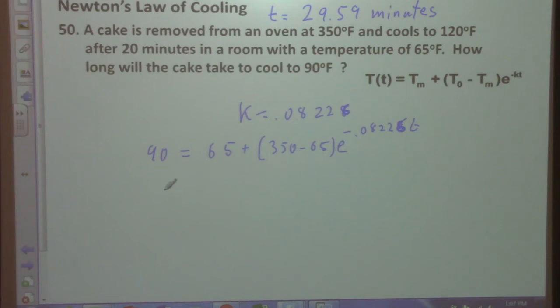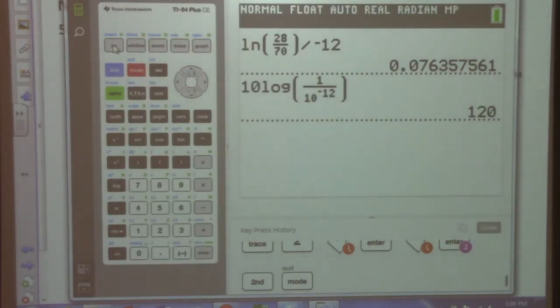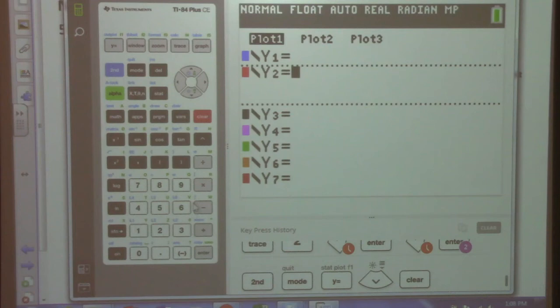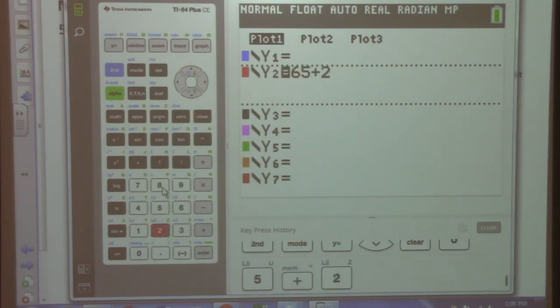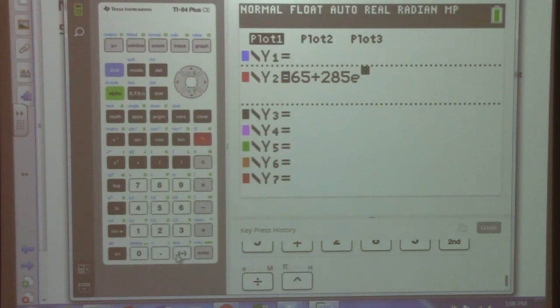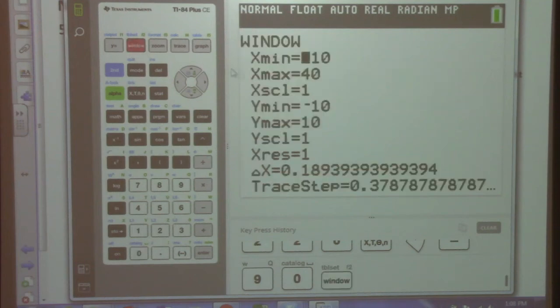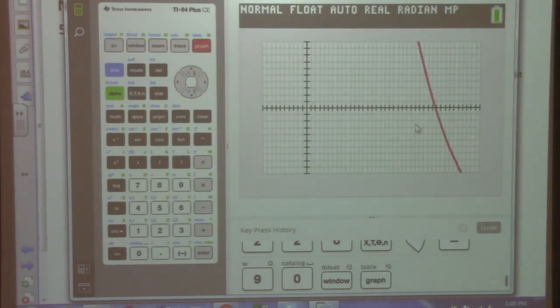So now what you can do is subtract 90 from both sides and go to your calculator. So that's going to be 285. So we get 65 plus 285 e to the power of negative 0.08226 x, and then you subtract out 90, right? Is that what you got? So now our window should be good for what we need. So we press graph, we should see the thing hit, which we do.